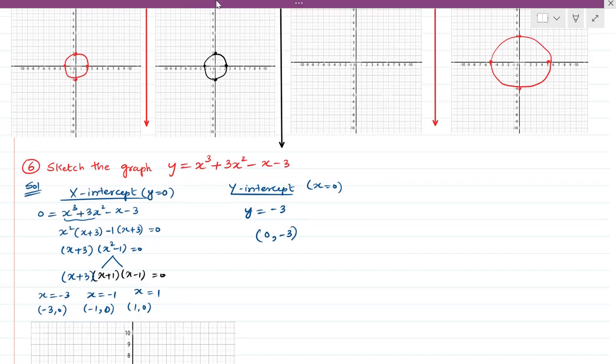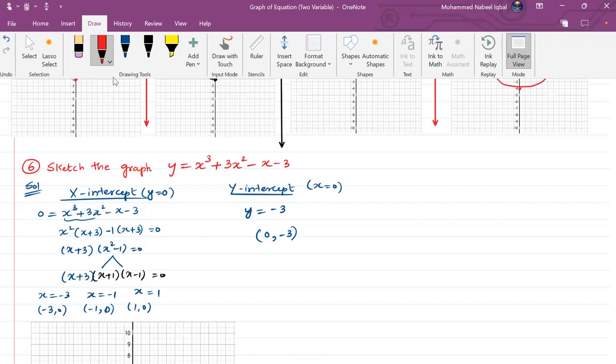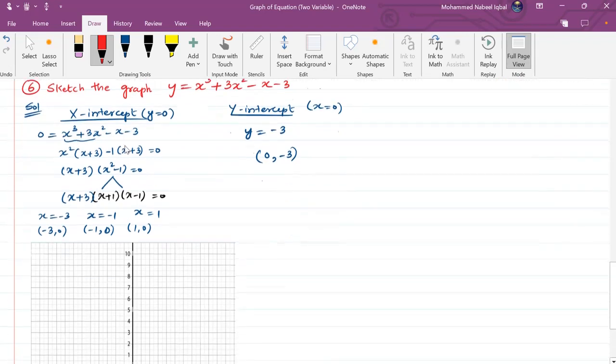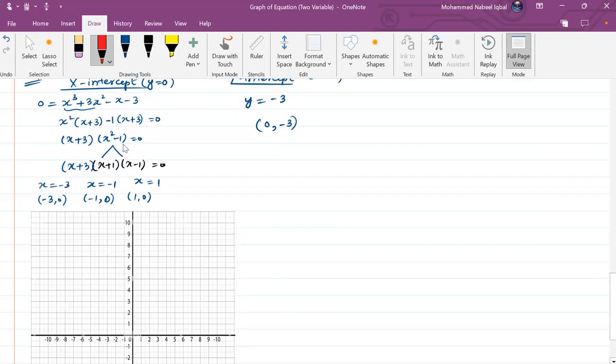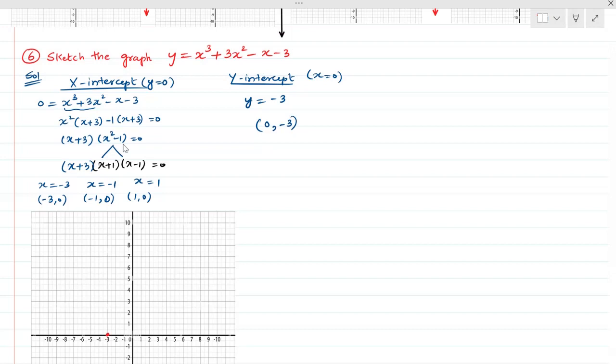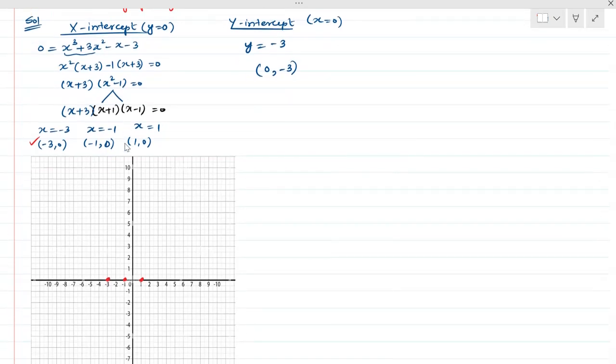Now just plot these points on the graph. What is the first one? Minus 3 comma 0. It will be here, this point. Next, minus 1 comma 0. It will be here. Then 1 comma 0. It will be here. And where is this point? 0 comma minus 3. It will be here. So it is going zigzag.